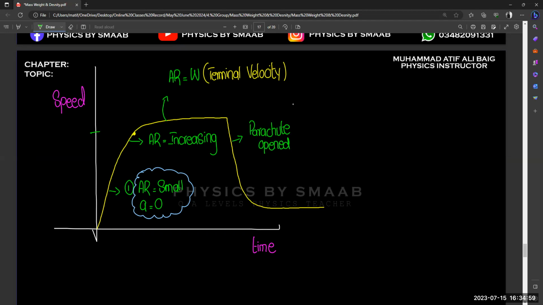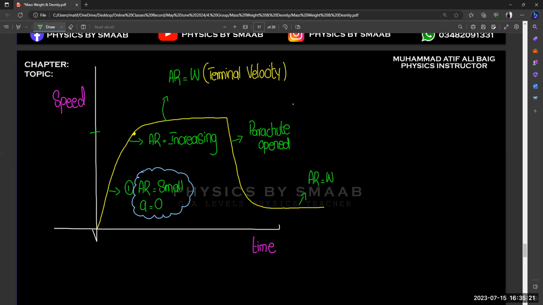It is a type of deceleration in our graph. And finally, after some time, again all forces are balanced. Again, air resistance balances the weight of the object, and you know that when the parachute opens, you move very slowly as compared to the initial stage, right? So that's why we reached a very low point on the graph.